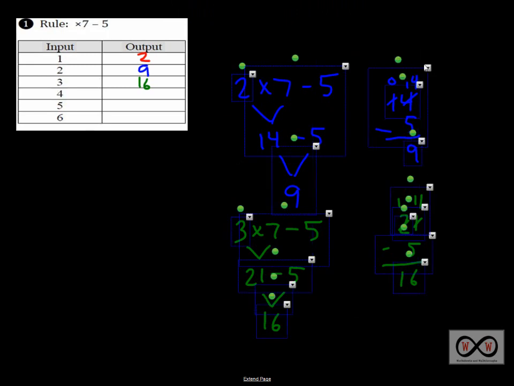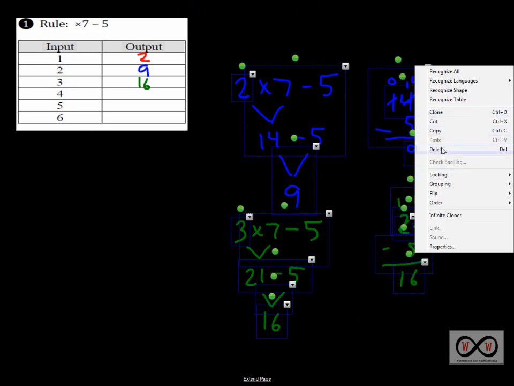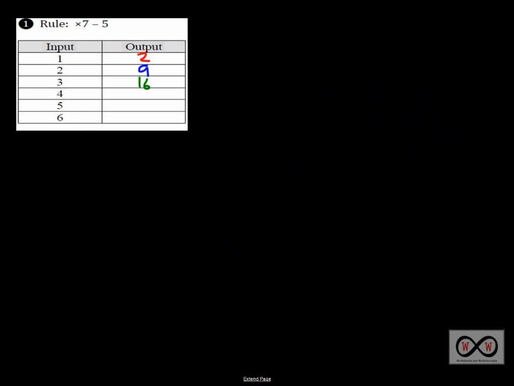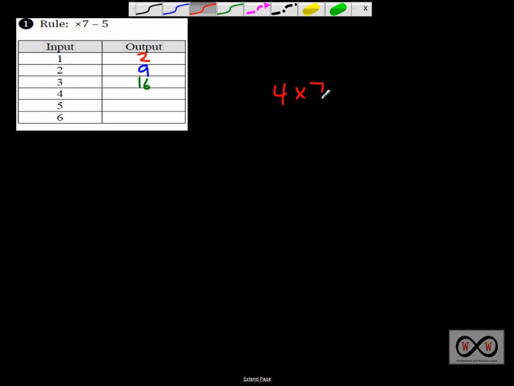Make some space here. You could print out page 2 of the worksheet, and it gives you some workspace. However, I'll just make do with what I have here. This time we'll input a 4 and apply our rule of times 7 minus 5. 4 times 7 being 28, minus 5. So we'll subtract 28 minus 5. You might be able to do that mentally, and that's fine. However, we can show our work here. 8 minus 5 would be 3. 2 minus 0 would be 2, giving us an output value of 23.